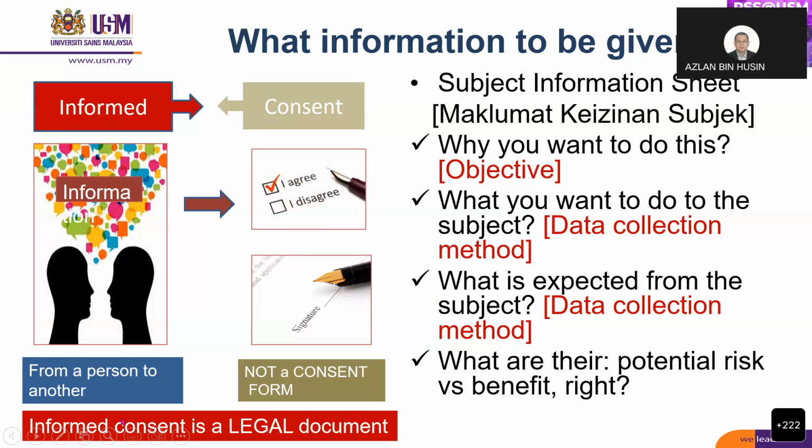And this informed consent is a legal document. It should be signed by the participant themselves, right? Unless they are blind or mentally incapable, then you have another component, what we call a legally accepted representative. They will be their spouse, their son, and so on. More important is the process of getting informed consent. It should be described in the protocol, right?